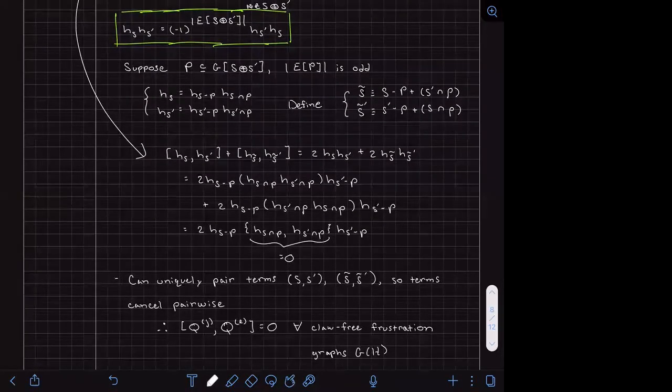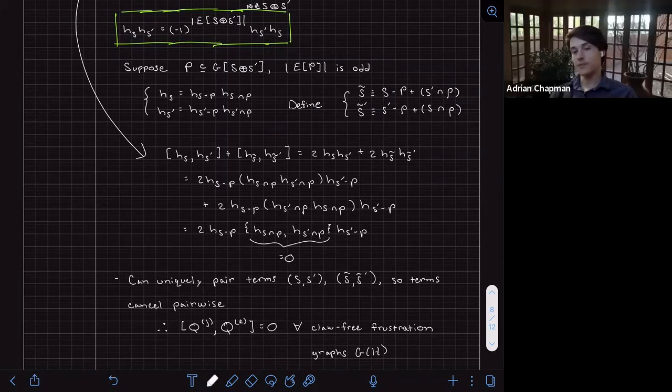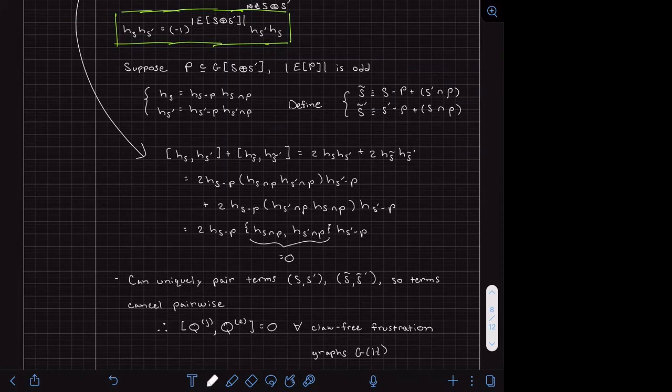So, one more small question. Usually we know that for free fermions, we expect there will be some kind of Pfaffian structure appearing. But here, as you said, there's not necessarily a root graph. So how come it is still free fermions?